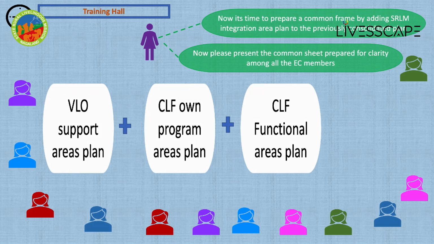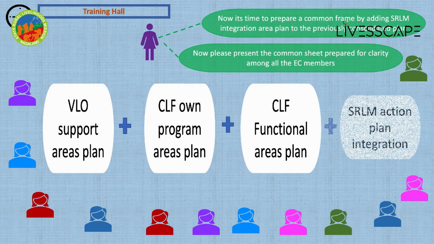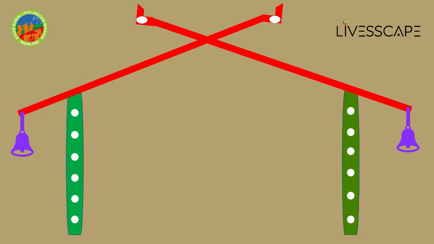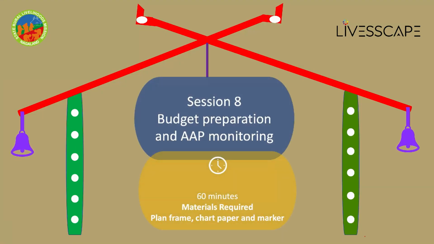Now, it is time to prepare a common frame by adding the SRLM integration area plan to the previously consolidated plan. As you can see, the 3 previous consolidated plans were done in the last sessions. In this session, we'll add the SRLM action plan to the overall sheet and we'll have the final CLF level action plan ready. We now move on to the last session of this CLF action planning, which is budget preparation and annual action plan monitoring.